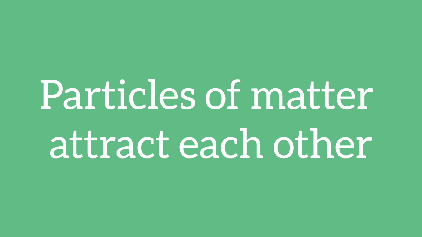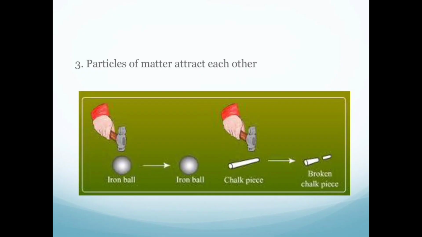The next characteristic of particles of matter is that particles of matter attract each other. So how can we say that? Consider a hard substance, maybe a wooden piece or a duster or an iron ball. If you try to break it with your bare hands, will you be able to break it? No, it's not possible. We can't break the wooden piece. And in another case, take a chalk piece and try to break it.